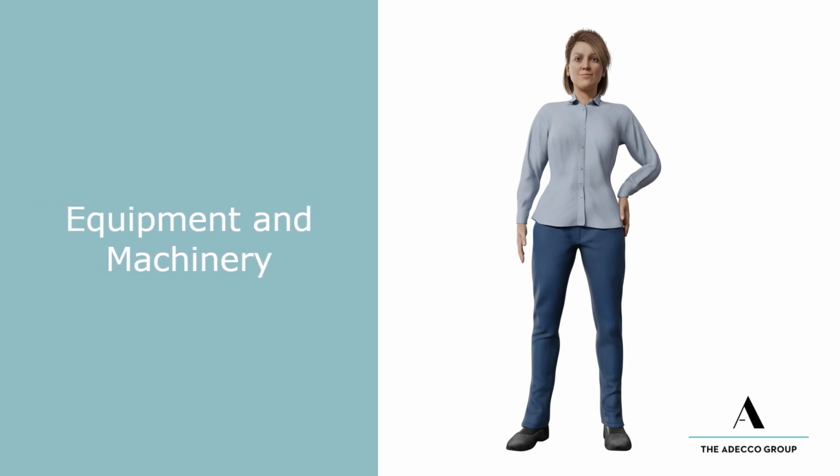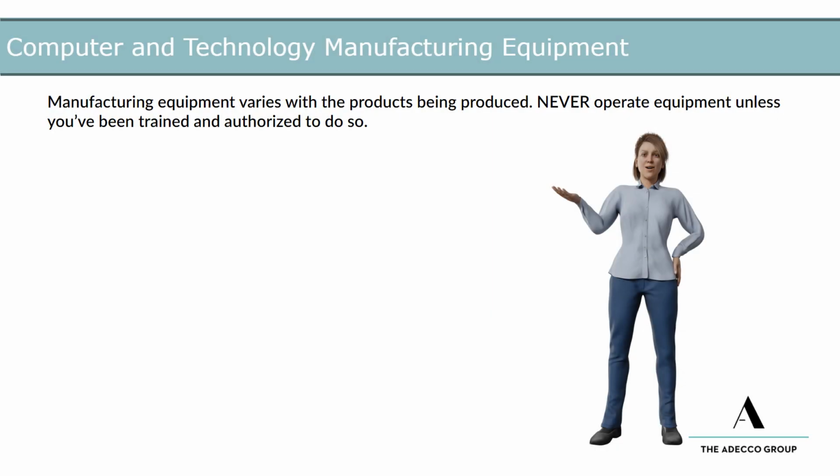In this section, we'll review some common equipment used in computer and technology manufacturing, as well as some strategies for using machines and devices safely. Many different types of equipment are common to the computer and technology manufacturing industry. Remember, you should never operate any equipment unless you've been trained and authorized to do so.